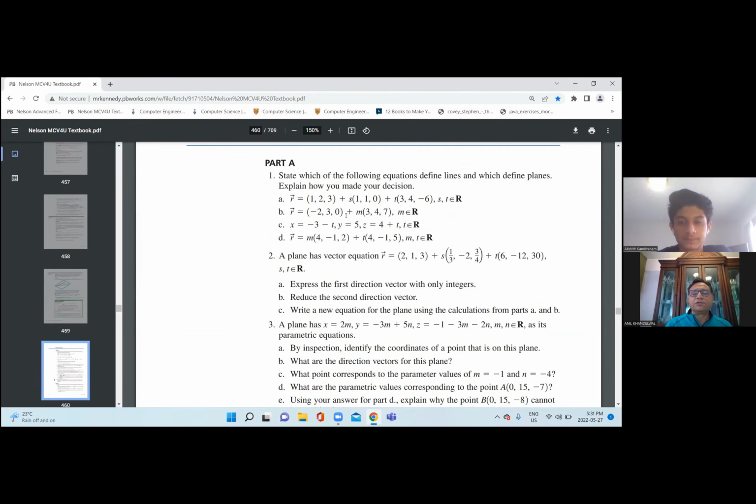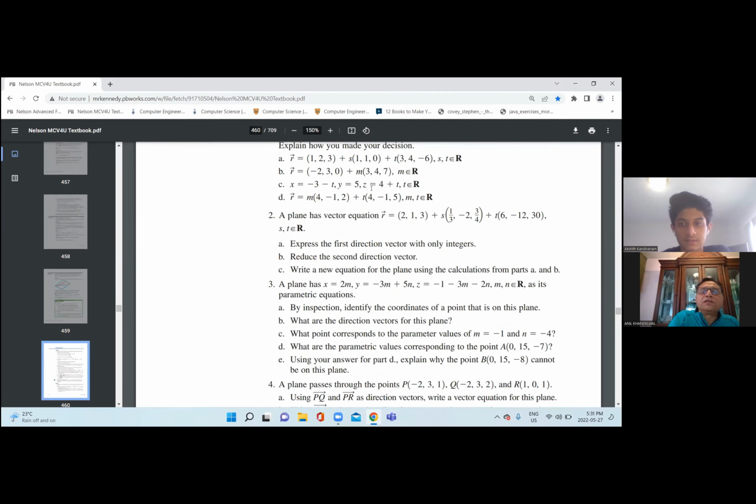So let's take a few questions. Can you answer any one of them? Pick any one of them. Yes, sir. The first one says state which of the following equations define lines and which define planes. So the ones with just one scalar would be lines, and the others would be planes. You're right. As soon as you see s and t, you know that is a plane, and as you see only one, that is a line. So that is a clear distinction, right?